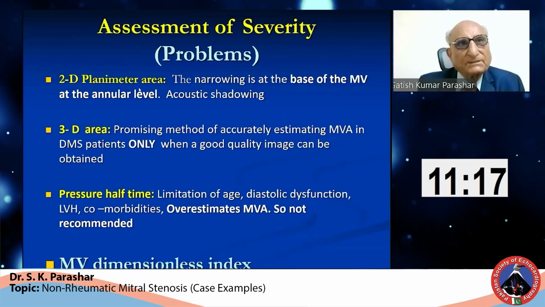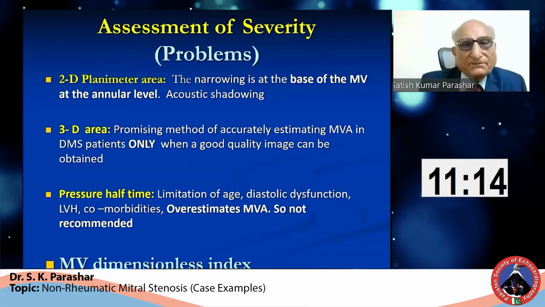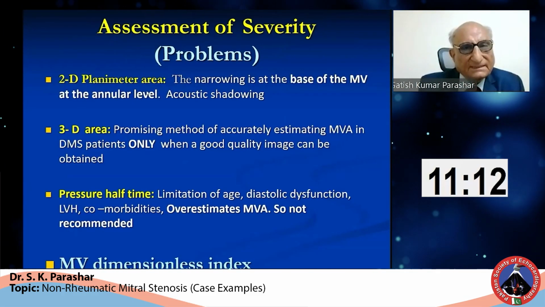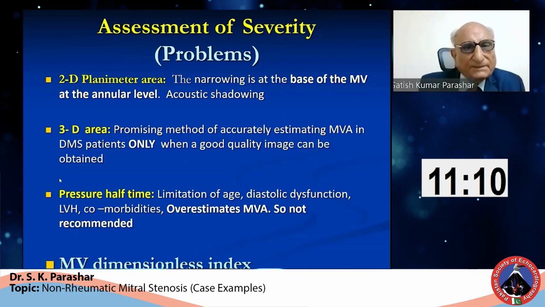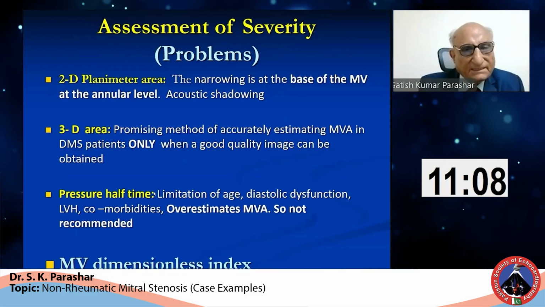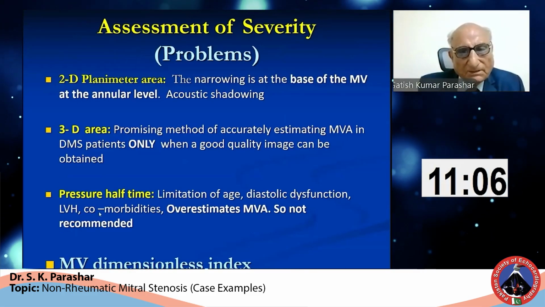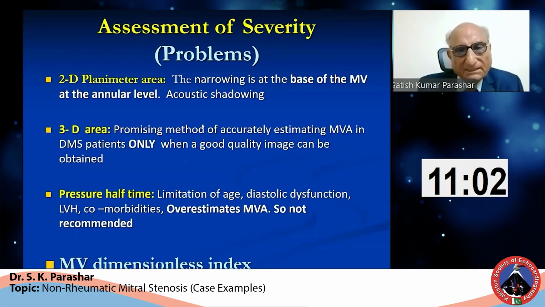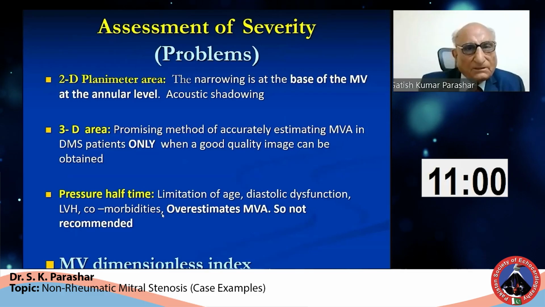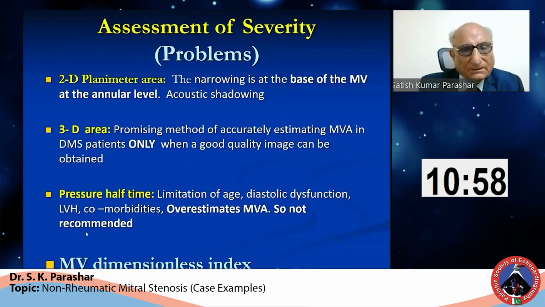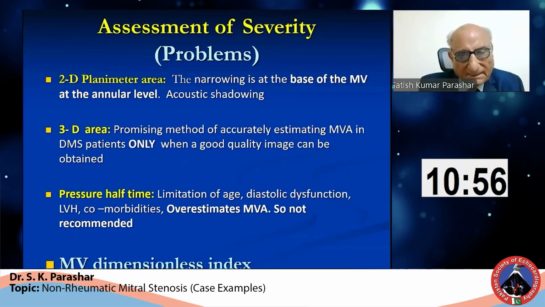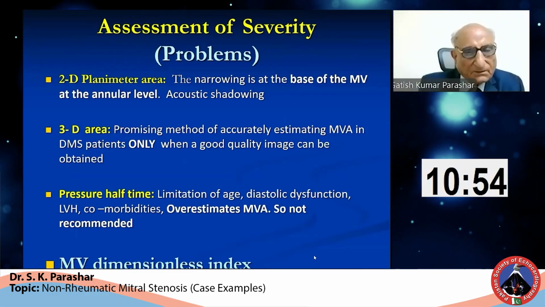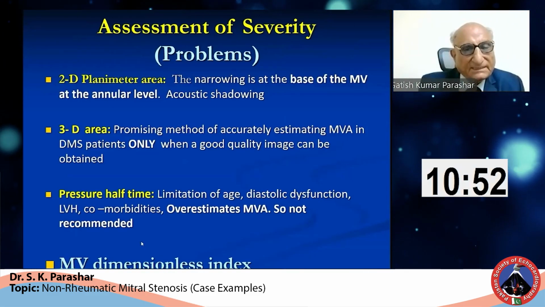Now, the assessment of severity is a very big problem in these cases. Neither 2D planimetry helps, nor does 3D. And those who are doing echo know that the pressure half time in these cases overestimates the mitral valve area. Because of all this calcification, this is not possible. So what has been suggested is what is known as the mitral valve dimensionless index.